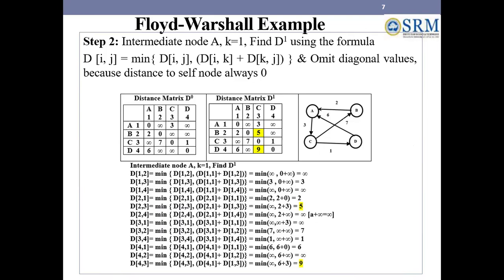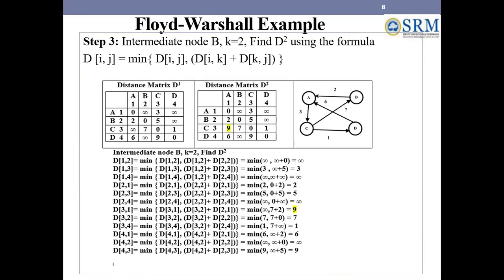So these are two updates through the intermediate node. This is the first iteration. We are taking intermediate node A. So there are two changes, B to C and D to C. The new values are updated. Other values, through intermediate node A, have no change.